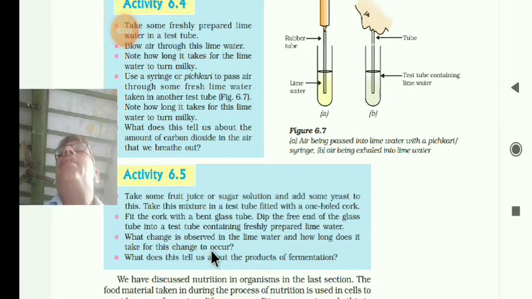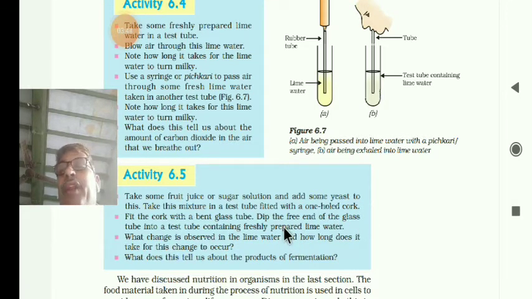Try to understand here, when yeast cells start fermenting, they produce carbon dioxide gas, which starts bubbling in the freshly prepared lime water, and this lime water turns milky white in color. What does this tell about the products of fermentation? This activity tells us that carbon dioxide is one of the end products of fermentation. When yeast has grown in this, it will produce carbon dioxide.